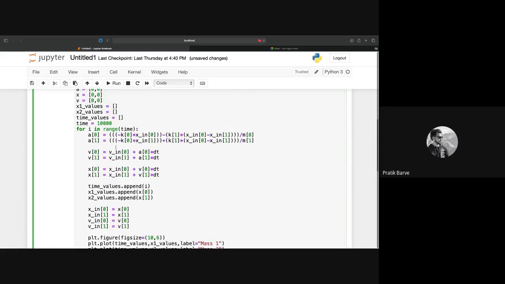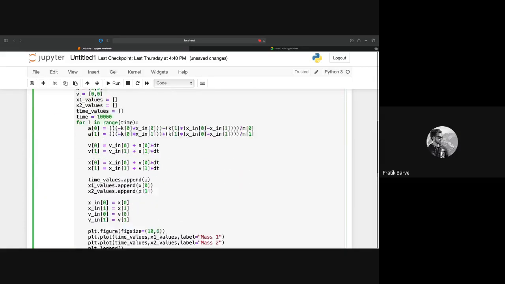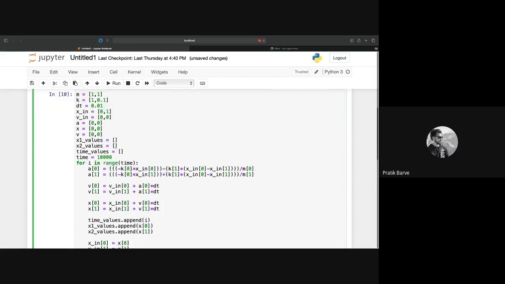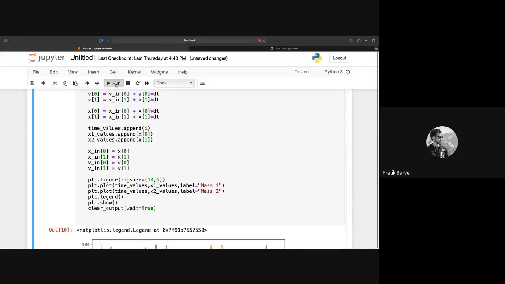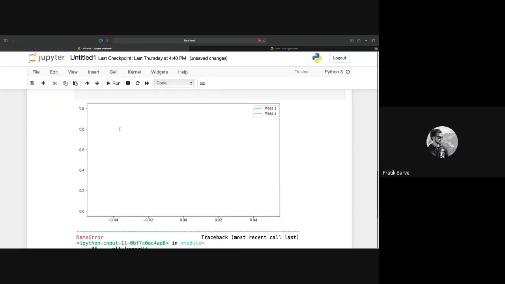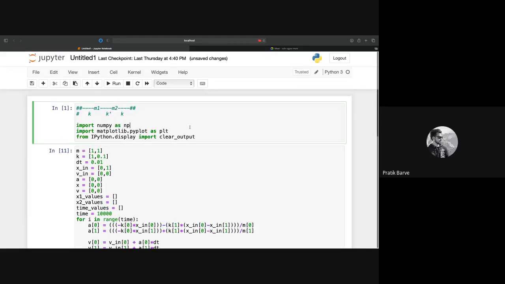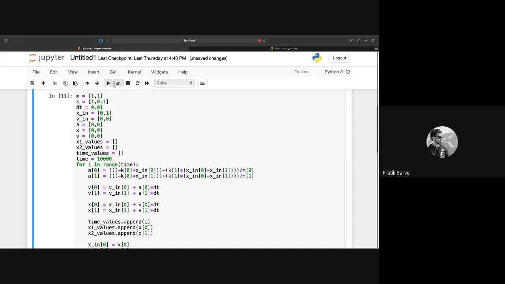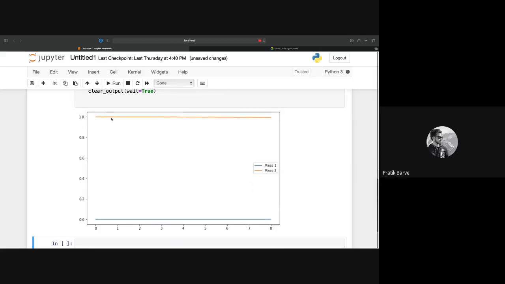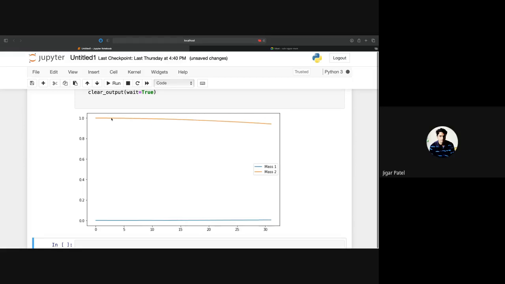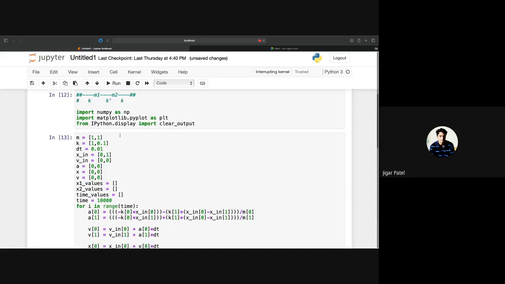Is that all? I think, yeah. That's all I had to modify. Something is wrong. Clear output is not... I didn't run this. Okay. You may decrease the value of dt. Yeah. Okay. Put it to 0.1.